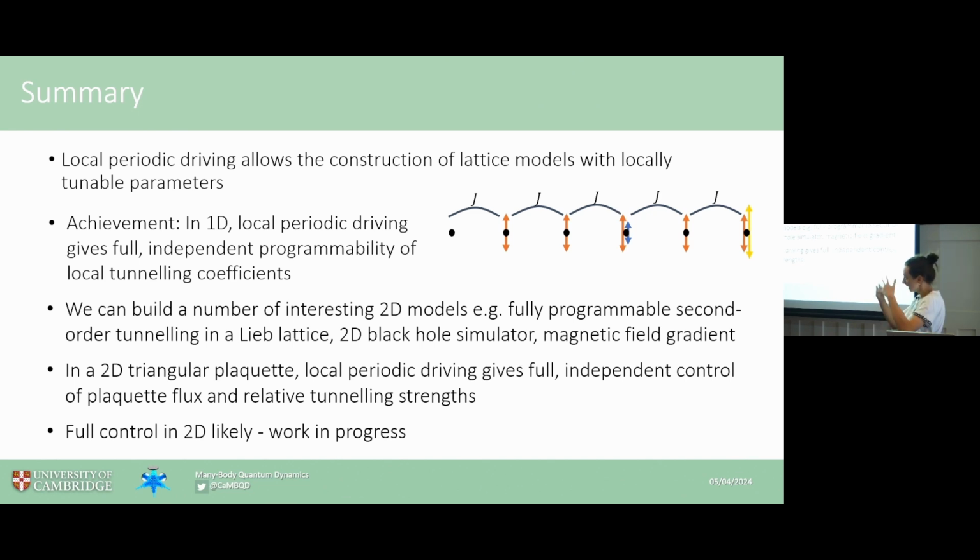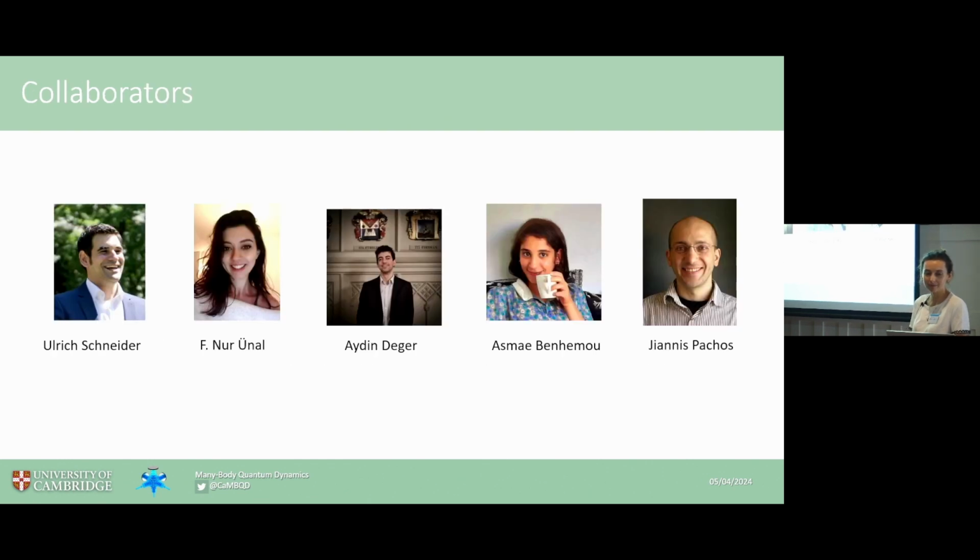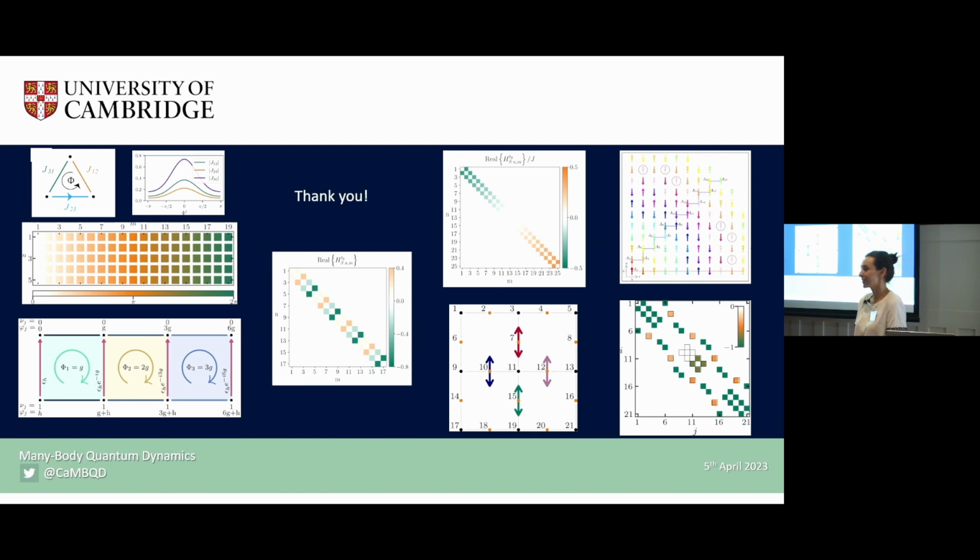If we extend this to larger 2D systems, it would seem that the number of degrees of freedom that we introduce in these drives extends in a favorable way relative to the degrees of freedom in the new effective models. So it seems likely that we would be able to fully control systems in 2D, but this is a work in progress. I'd also like to thank my collaborators, my supervisor Ulrich, Aydin, Asme, and Yanis, who are black hole experts, and Noor, who works in condensed matter. Thank you so much.